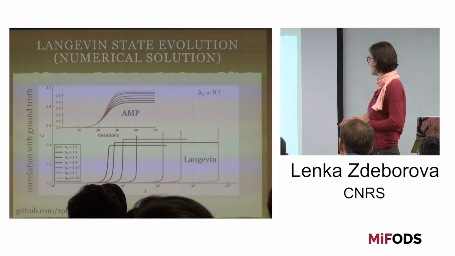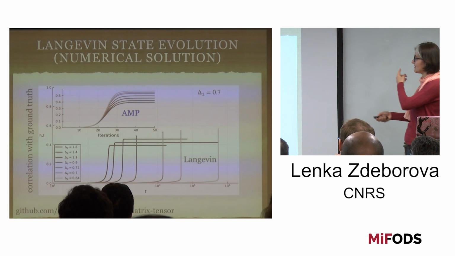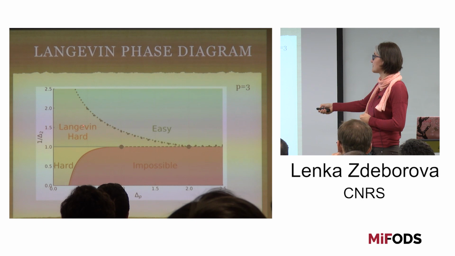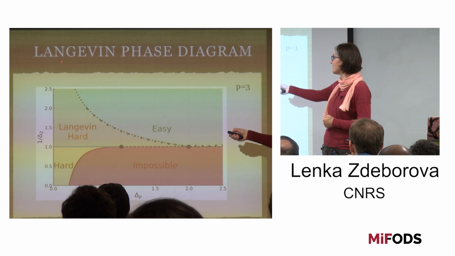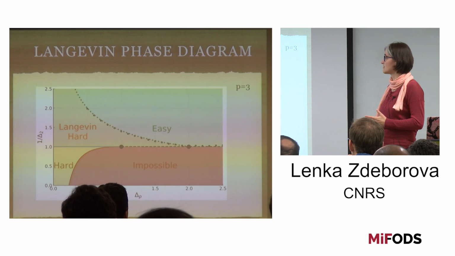Nevertheless, that's what's happening. And when we collect this time it takes, it actually diverges. And when we collect these divergences in this phase diagram, we realize that if we solve this problem with the Langevin algorithm, Langevin sampling, then there is an additional large hard phase in which the Langevin algorithm will not correlate with the ground truth.